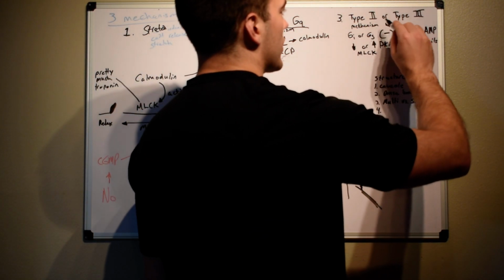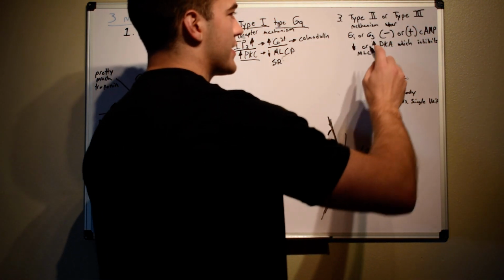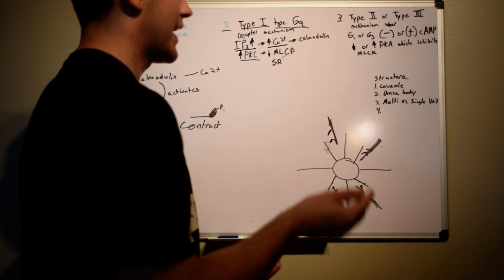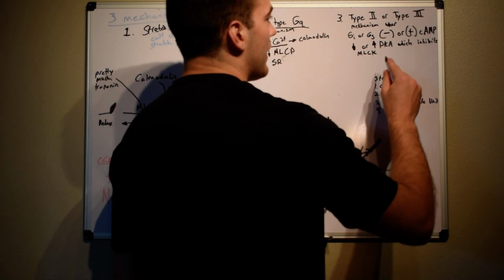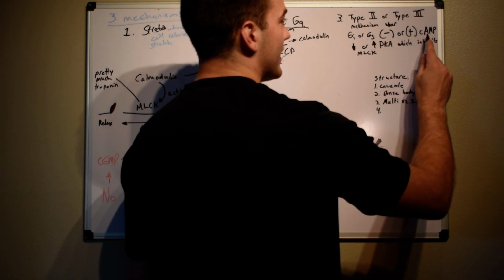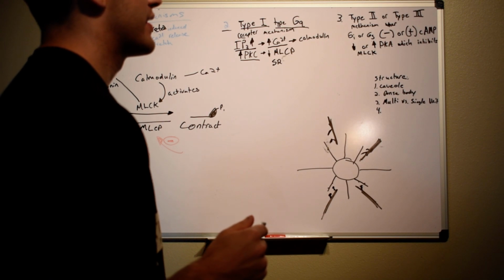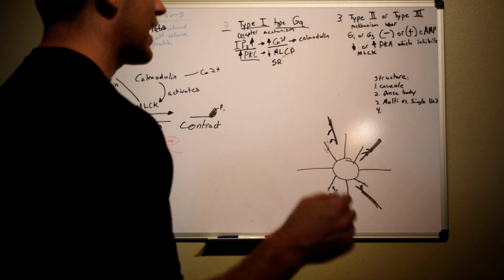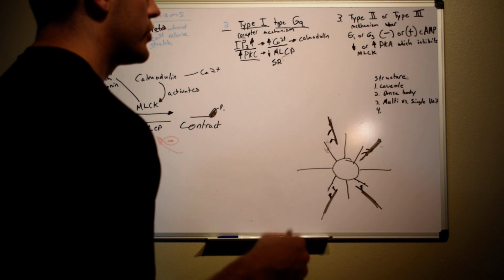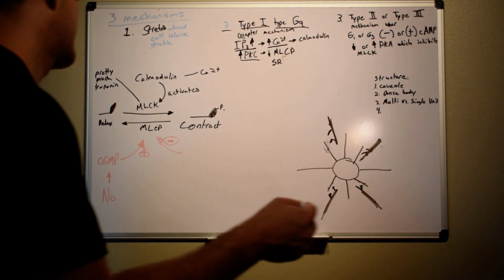Our type 2 or type 3 mechanism, where GI or GS, which you may remember from the type 1 and type 2 mechanisms respectively, inhibits or upregulates the level of cyclic AMP in the cell. And thus, it's going to increase or decrease the amount of protein kinase A in the cell, which will inhibit the myosin light chain kinase. Okay?